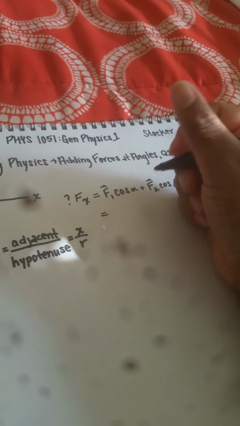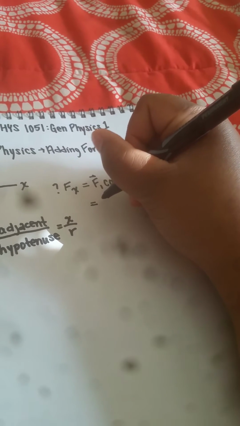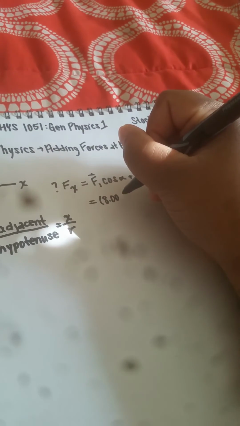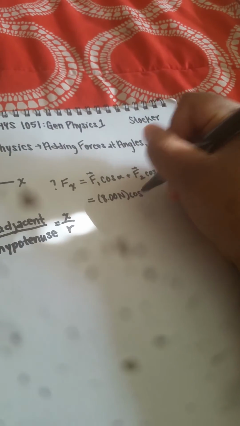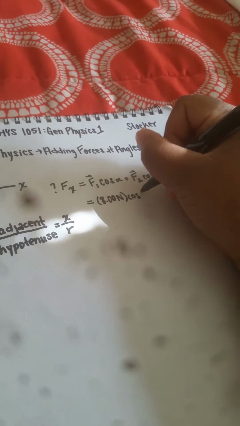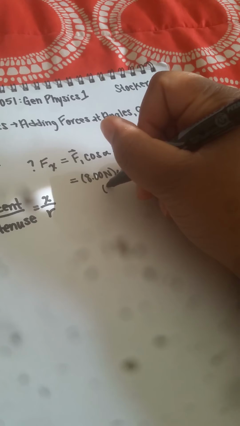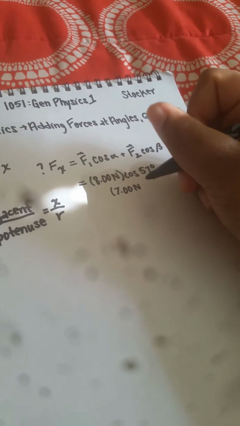So you just plug in F1, which was 8.0 newtons, cosine of alpha, which was 57 degrees, plus F2, which was, running out of space here, so I'm going to go to the next line, 7.0 newtons, cosine, and beta was 53.8 degrees.